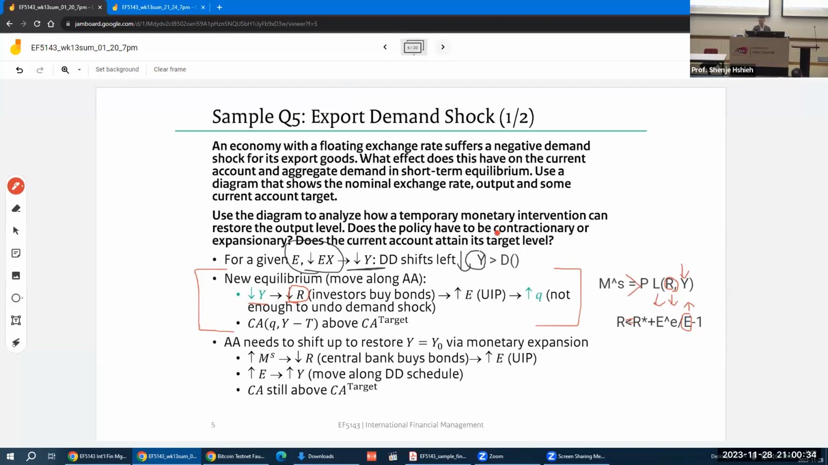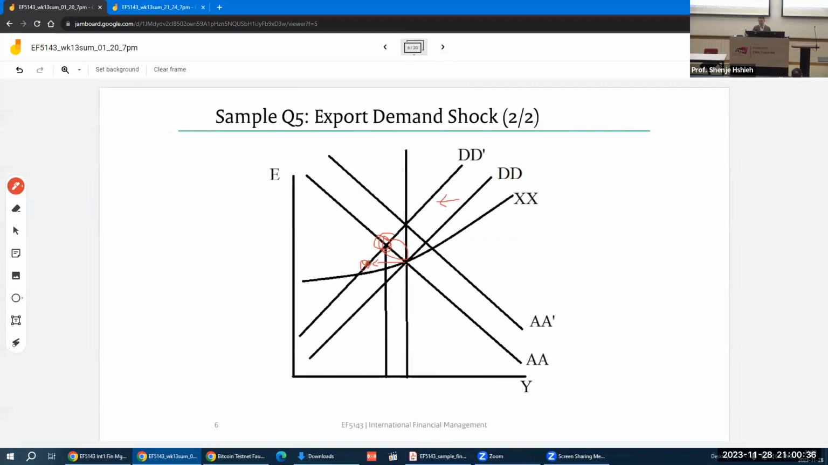Yeah. Cool. So what does that look like? It means that we're moving from here to this point here. And let me erase this. So first we had a shift in the DD curve. So we started from here, we moved here, and then we moved up this, from here to here, but we're not going to here. We're going along the AA schedule, right? All the way to here, right? That's what I just described.